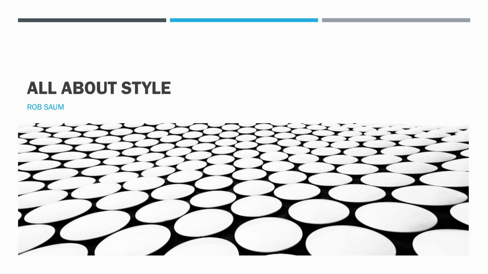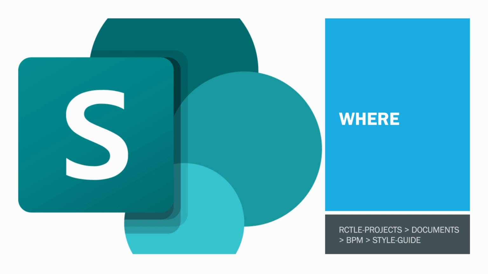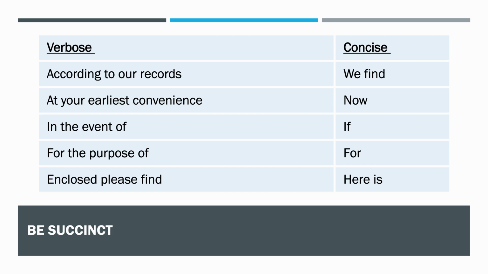All about style. You can find the style guide on the RCTLE-Projects SharePoint site. It is located in the Documents section in the BPM folder. There you will see the style guide folder, which houses the guide. Brevity. Be succinct. Communication should be meaningful to anyone presenting or receiving the message.